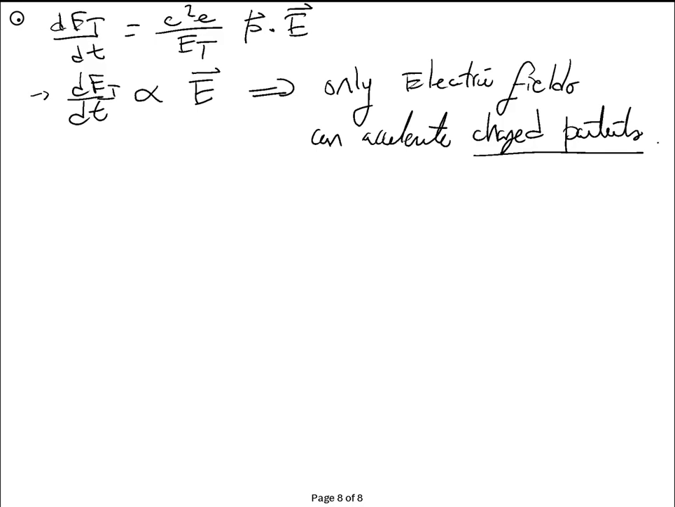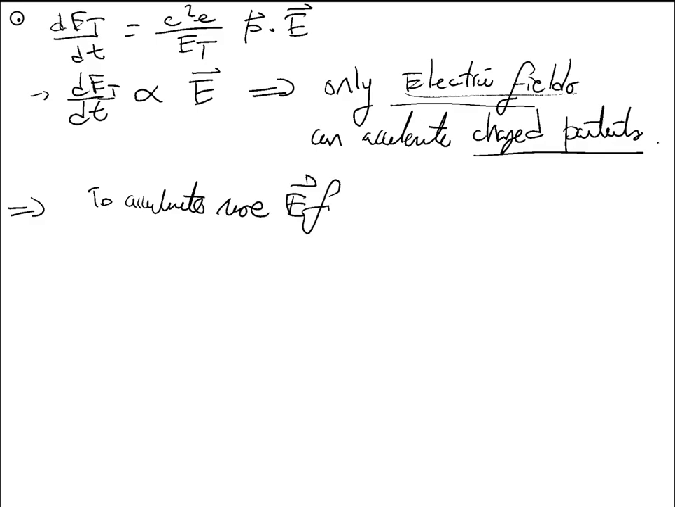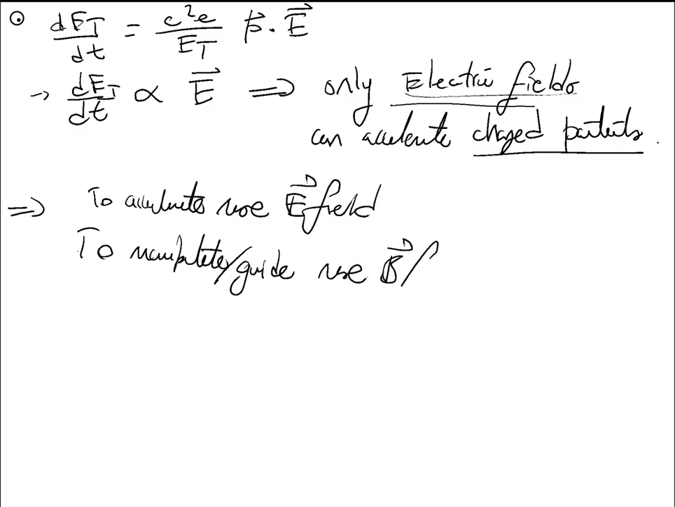So we just established this relationship that the only way to increase our energy is through the electric field. Therefore, this suggests that to accelerate, use E field. To manipulate or guide, use B field. Very important result, and we only got it from doing a simple analysis on the total energy. It gives us the fact that the only way to accelerate particles is through electric field, and we cannot accelerate particles through magnetic field.